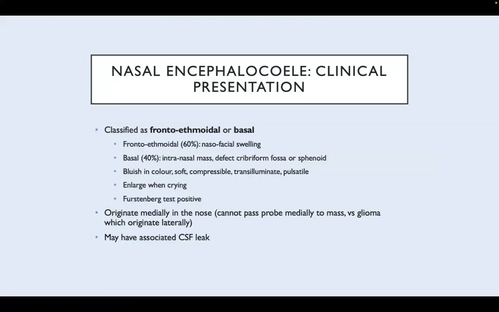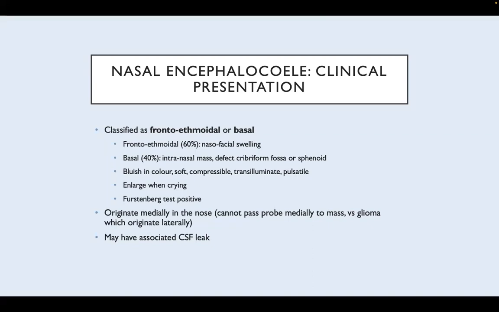Moving on now to the last one, which is the nasal encephaloceles. How they present is based on how they're classified. So they can be frontoethmoidal or basal. The frontoethmoidal type is the commonest, and they can present with basically just a nasofacial swelling. The basal type is less common, and they can present with an intranasal mass, and that's because it's basically a defect in the cribriform fossa sphenoid.